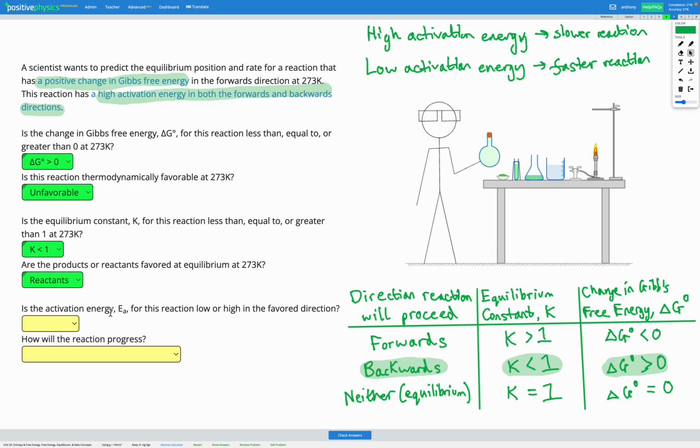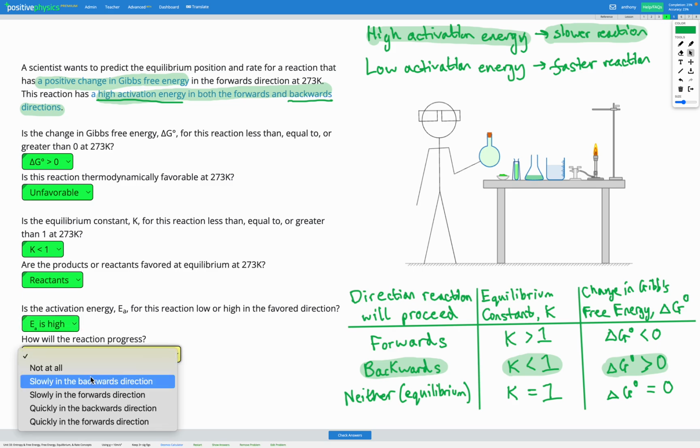Finally, we need to think about the activation energy and how the reaction will progress. Well, we know we're talking about the backwards direction. We were told here the reaction has a high activation energy in both the forwards and backwards directions. So if we have a high activation energy in the backwards direction, and that is the direction our reaction is going, our high activation energy means a slower reaction. So we have a high activation energy, and therefore our reaction will progress slowly, and we know it's going to happen in the backwards direction.